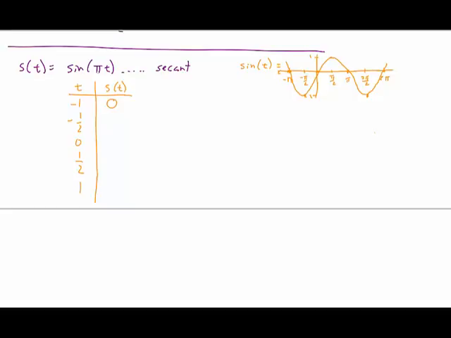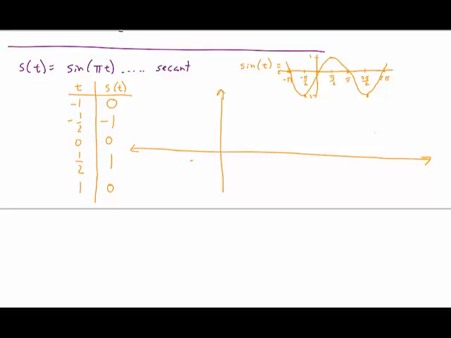If I plug in a negative 1/2, the sine of negative pi over 2 is negative 1. If I plug in a 0, the sine of 0 is 0. If I plug in a half, I get pi over 2, and the sine of pi over 2 is going to be 1. And if I plug in a 1, the sine of pi times 1 is pi, which is 0. So we can see if that will help us do this curve sketch. And again, it is a sketch.